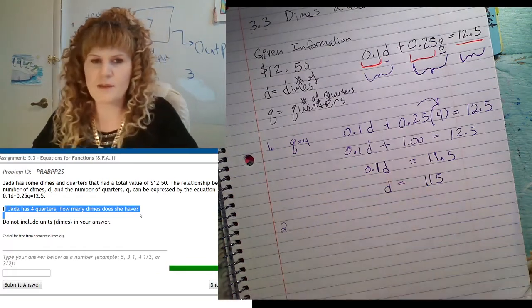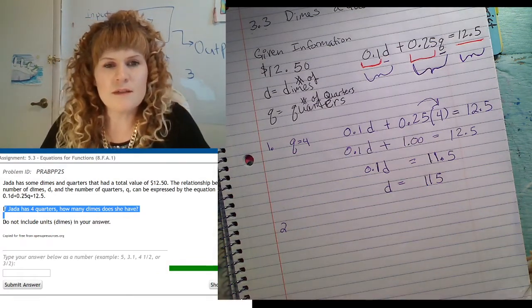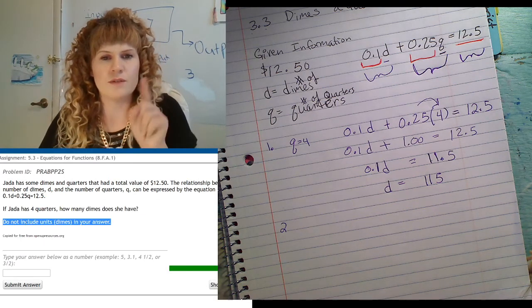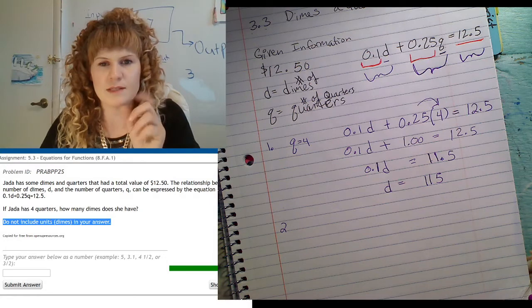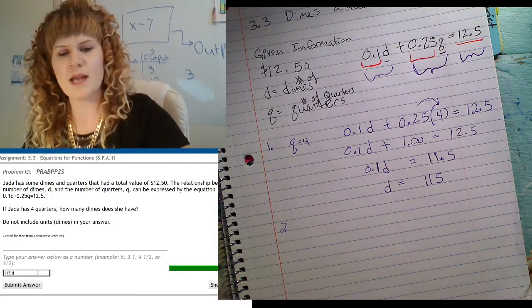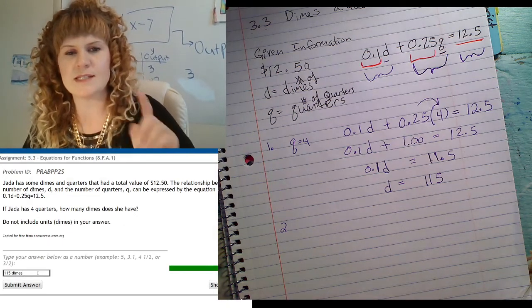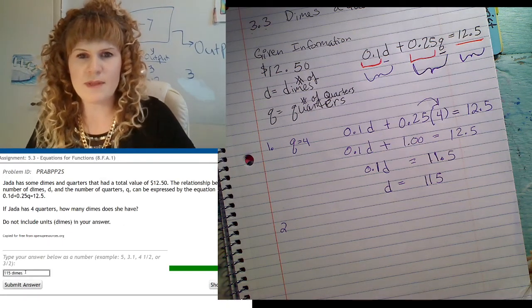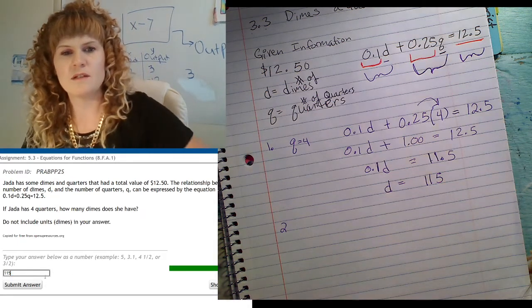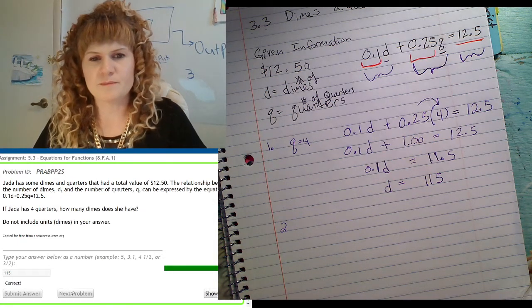Okay, oops, I've got to enter my answer. It gives additional instructions for entering your answer. Do not include the units, dimes, in your answer. So it means don't type in 115 dimes. Don't type in that word. Only type in 115 and submit your answer.